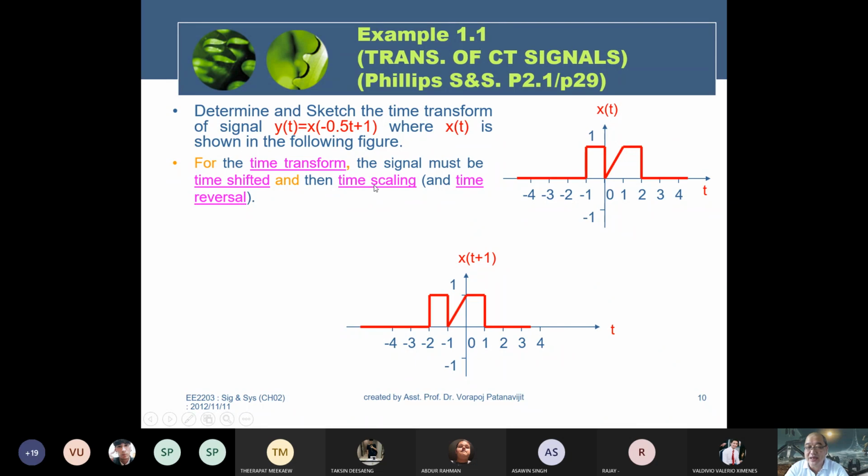You have already done the process for the time shifting. The next step is time scaling. You scale by 0.5, which means you must expand the signal to double, with respect to the vertical axis. This gives you x of 0.5t, where 0.5 represents time scaling. The last step is the time reversal. The minus is for time reversal: you flip the signal with respect to the vertical axis. This is the result of all three transforms in a single framework.